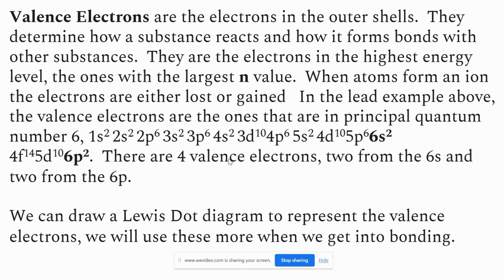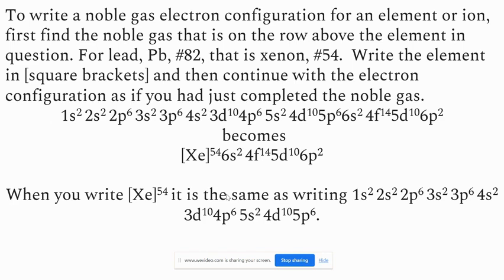All right. So we're also going to talk about something called valence electrons. Valence electrons are your electrons in the outer shell. So when you are looking at this, you can find the highest N values. For this one, these would be the highest N values. Those are going to be your valence electrons, the electrons in the outer energy levels.